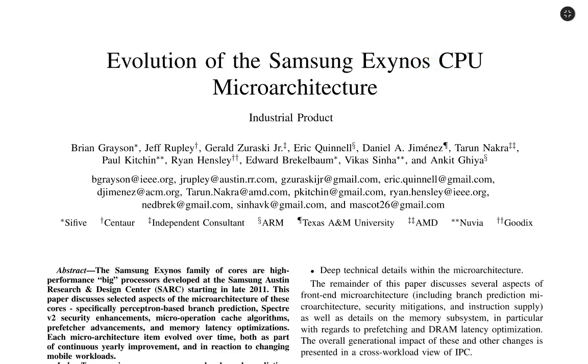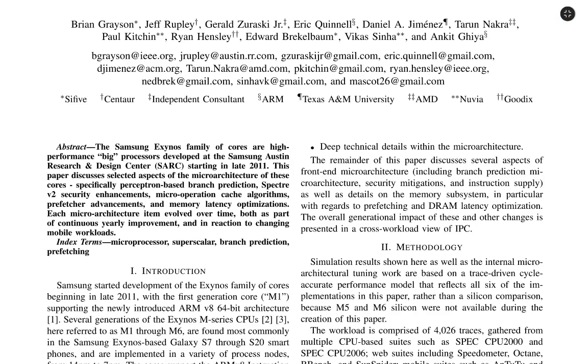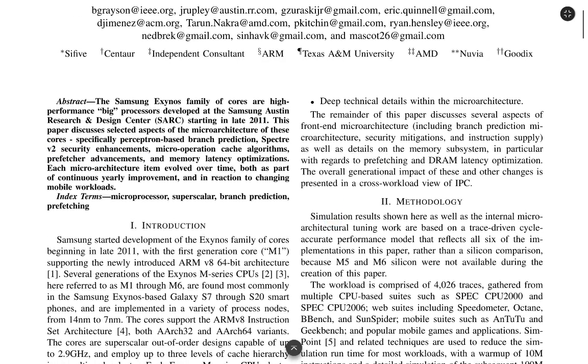Evolution of the Samsung Exynos CPU microarchitecture. The Samsung Exynos family of cores are high-performance big processors developed at the Samsung Austin Research and Design Center (SARC) starting in late 2011. This paper discusses selected aspects of the microarchitecture of these cores, specifically perceptron-based branch prediction, Spectre security enhancement, micro-operation cache algorithms, prefetcher advancement, and memory latency optimization.